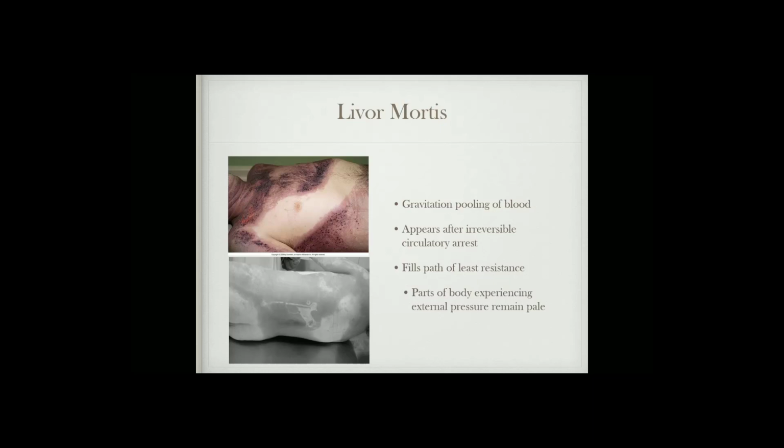Livor mortis is the gravitational pooling of blood after circulatory death has occurred. Once the blood stops flowing, gravity will pull the blood down to the path of least resistance. Depending on how the body is found or lying at the time of death will dictate the pattern of livor mortis. And any sort of external pressure can actually blanch particular areas. As you'll see in the bottom picture, it looks like this person may have been holding a gun. In the top picture, we can surmise that maybe this person was laying over a chair or potentially had a seatbelt in place.